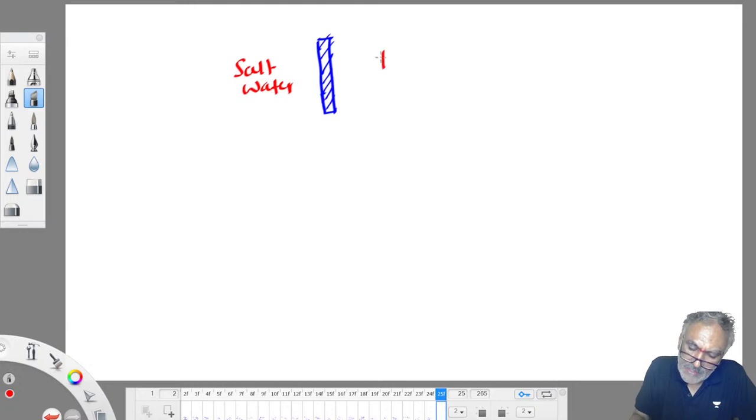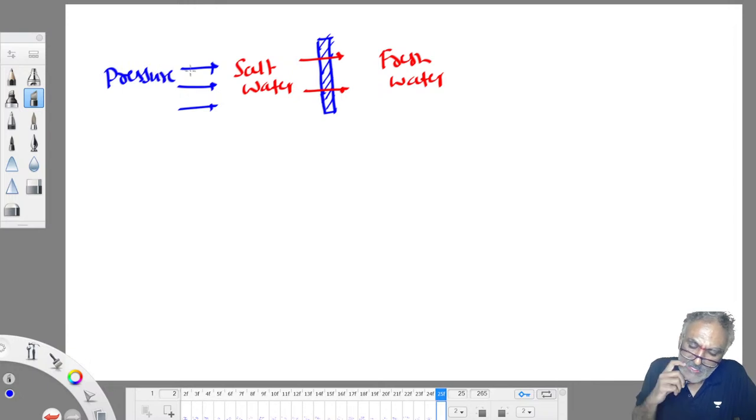The other side of the membrane is fresh water. Reversing the flow direction by applying an external force, pressure. When you reverse the flow direction by applying external pressure, what happens?